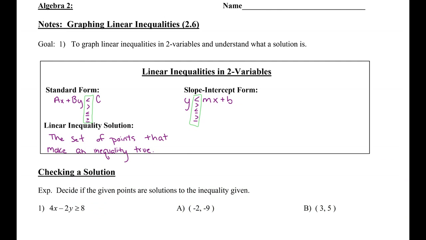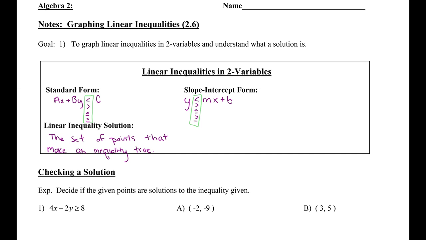Today's notes are on graphing linear inequalities. In standard form, an equation is in the form of ax plus by, and then is either less than, greater than, less than or equal to, or greater than or equal to c. We also have slope-intercept form, which we're used to seeing, y is equal to mx plus b, and because it's a linear inequality, we are again using the symbols less than, greater than, less than or equal to, and greater than or equal to.